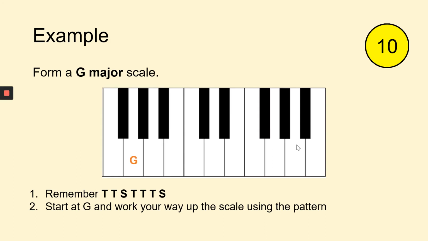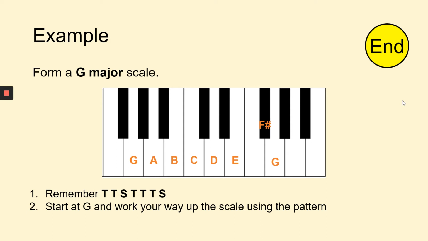Now it's your turn. How do we form a G major scale? So let's start at G and work our way up. A tone up from G would be A, another tone would be B. We've then got a semitone, which brings us to C. Then we've got a tone, which brings us to D. Another tone gives us E. Another tone gives us F sharp, because F sharp is two keys away from E. And then a semitone, which brings us back to G.